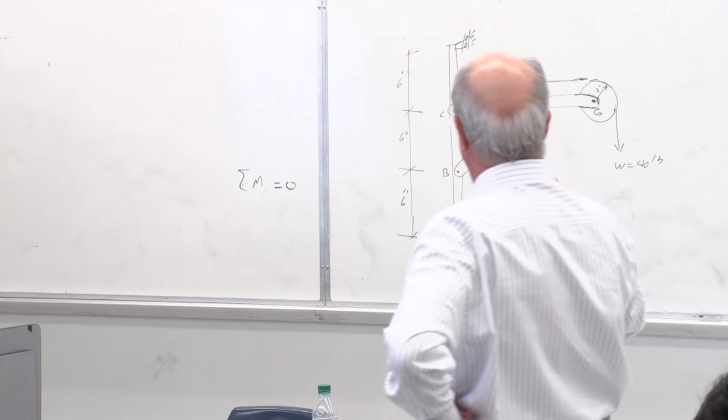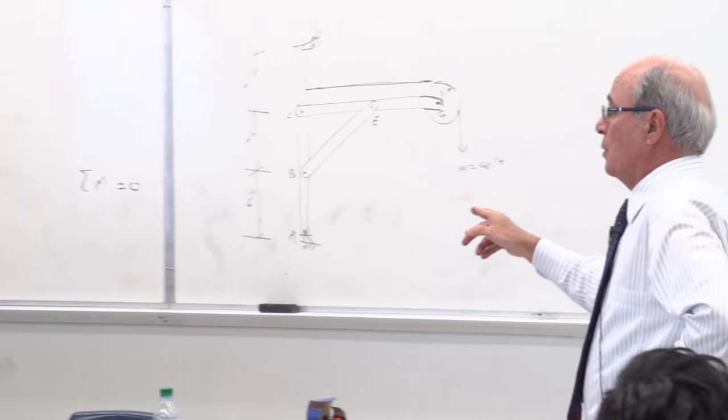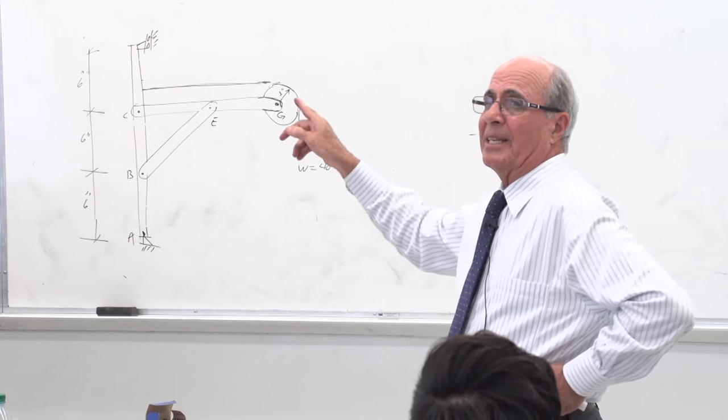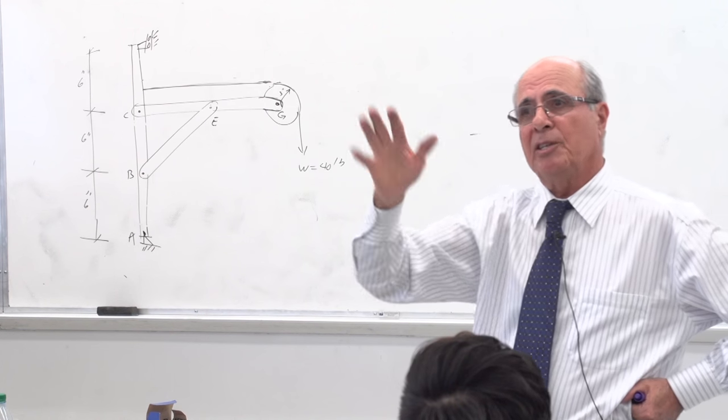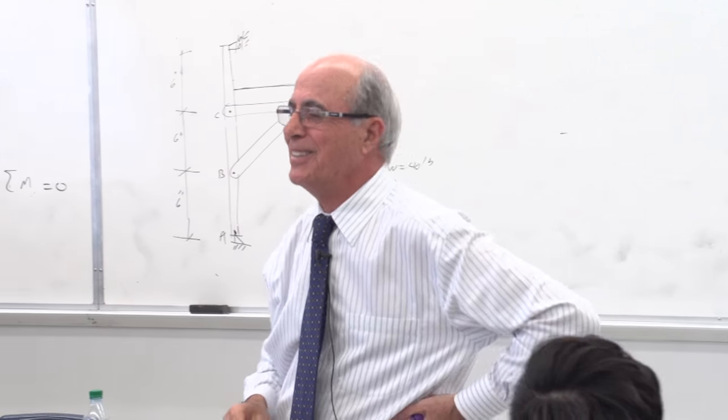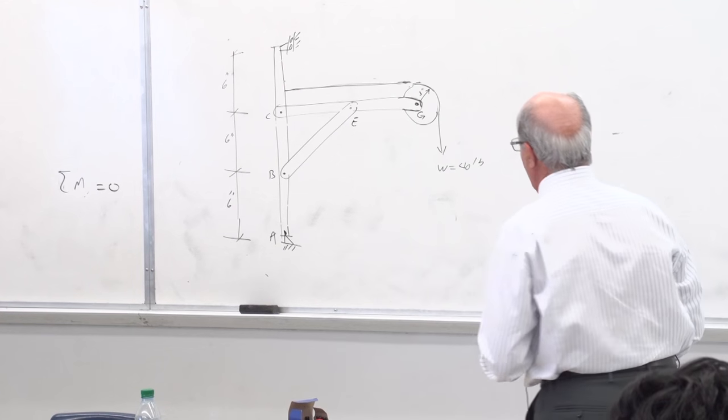How many reactions do you have at A? Two. How many reactions do you have at D? One. How many reactions in total? Three. Actually, without D, this would be moving. Is that correct or not? So therefore, can we solve it?